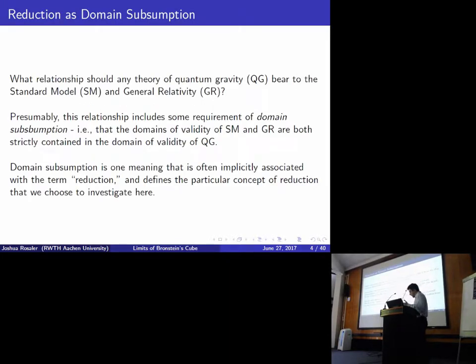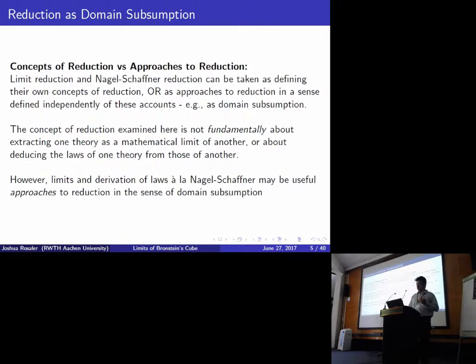So we're all here to, in some sense, address the question, right? What relationship should any theory of quantum gravity bear to the standard model and general relativity? Presumably, one aspect of this relationship includes domain subsumption, right? That the domains of validity of the standard model and general relativity are both strictly contained in the domain of validity of quantum gravity. There are many meanings assigned to reduction, and domain subsumption is one particular meaning that's often implicitly associated with usages of the term reduction. And we'll define the particular concept of reduction that we'll talk about here.